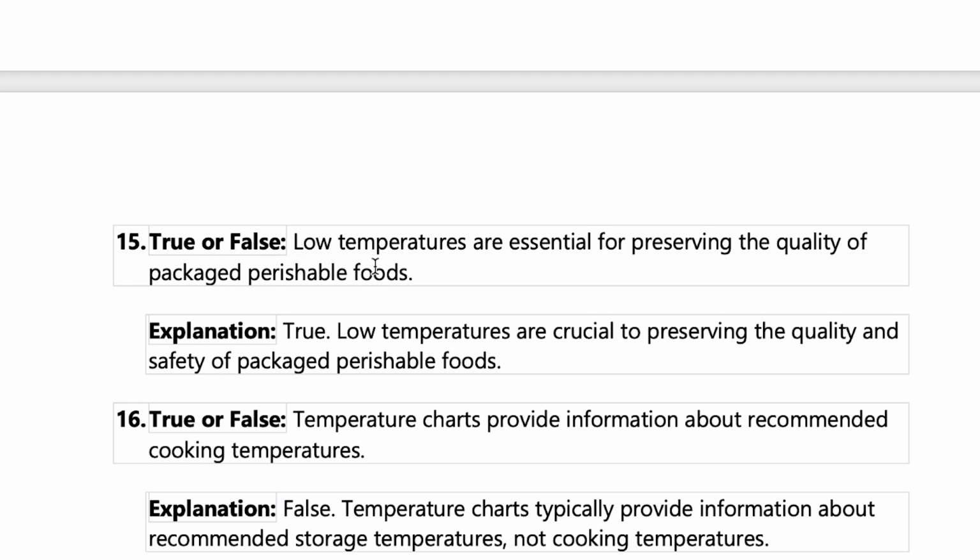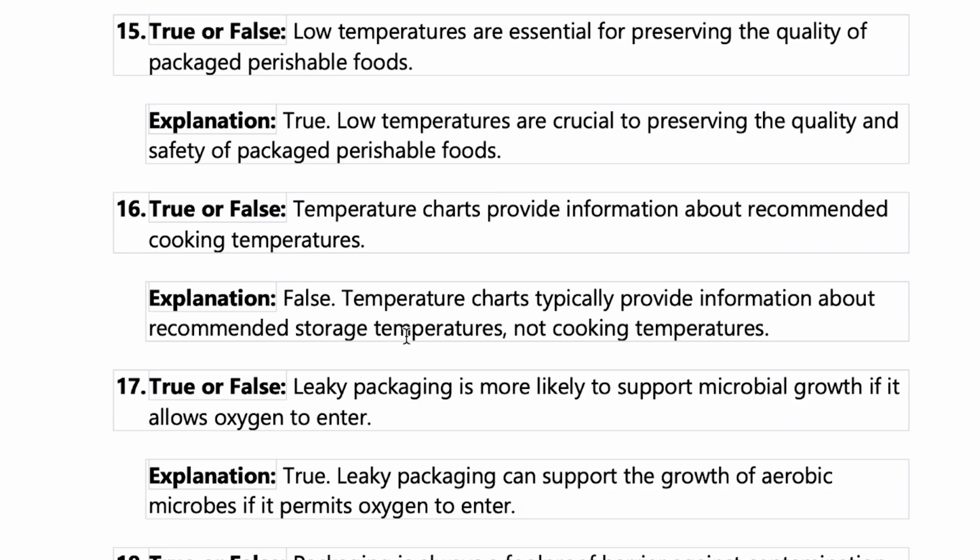Number 15, low temperatures are essential for preserving the quality of packaged perishable food. It is true, yes, low temperature.